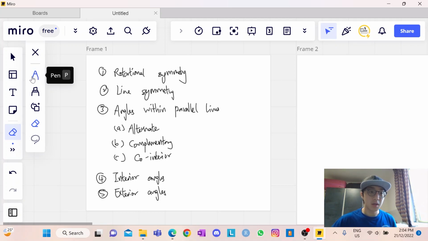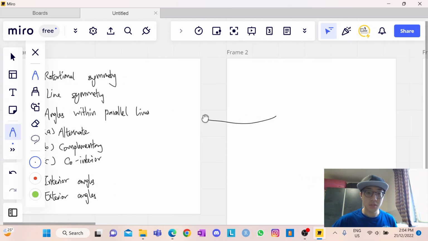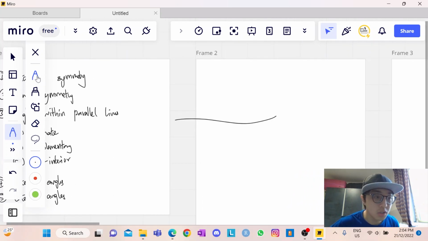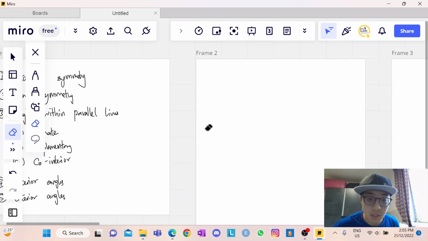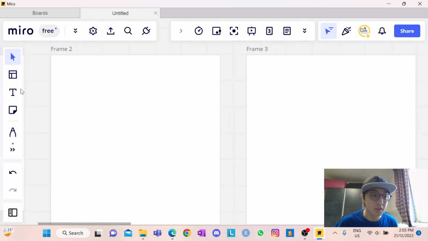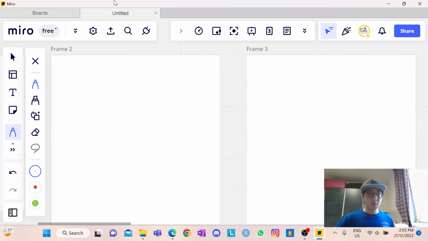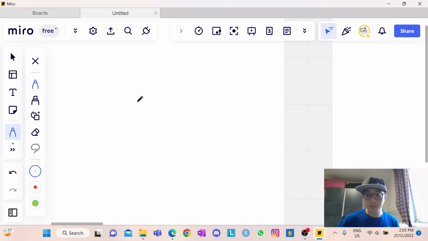Okay, so yeah, without further ado, let's go to the I actually don't understand why this is okay, I think I'm gonna just move like this. Okay, so without further ado, let's go to our first agenda for today, which is rotational symmetry.